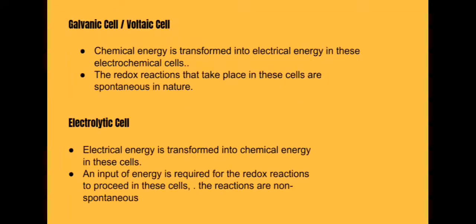Galvanic cell or voltaic cell. Chemical energy is transformed into electrical energy in these electrochemical cells. The redox reactions that take place in the cell are spontaneous in nature. Electrolytic cell. Electrical energy is transformed into chemical energy in these cells. An input of energy is required for the redox reaction to proceed in the cells. The reactions are non-spontaneous.